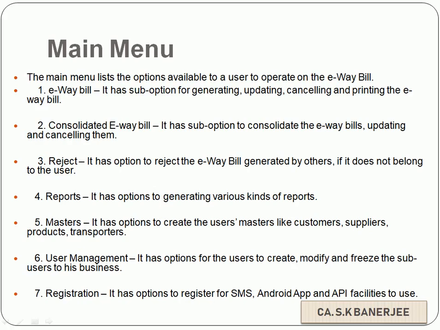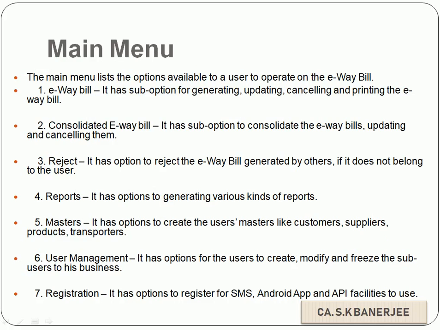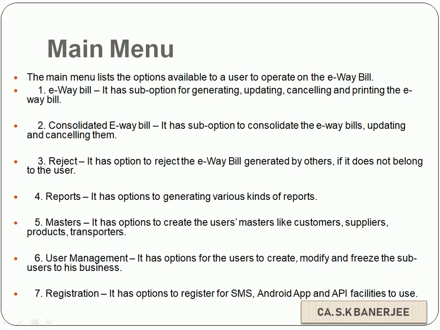You can list down various suppliers or the transporters which you use. You can enter their details into the masters. Next talks about the user management, which talks about the create, modify, freeze sub users of his business. So these are basically to be used by those businesses which have various branches. And then you have the registrations where you can register for the SMSs and Android API facilities, etc.